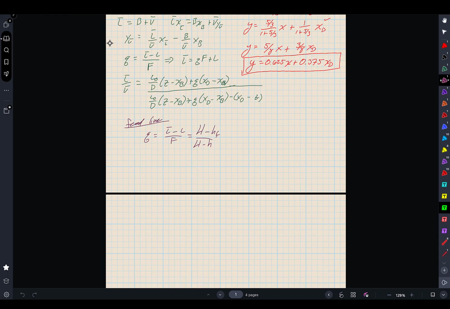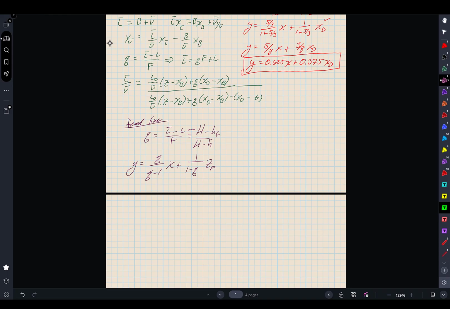We also have that our feed line equation in terms of Q is y equal to Q over Q minus 1 times x plus 1 over 1 minus Q times the z of our feed. There is an equation that relates it in terms of little f, which is our fraction vaporized. However, we're going to use Q because for Q we have a definition on how to find it in terms of enthalpy and in terms of liquid flow rate.